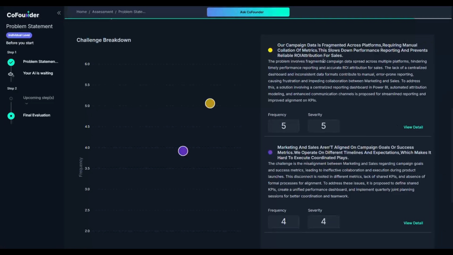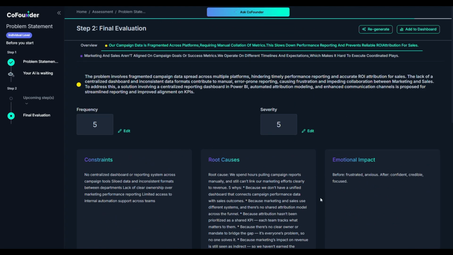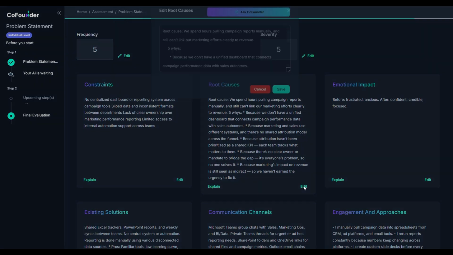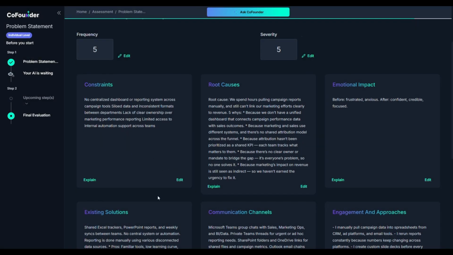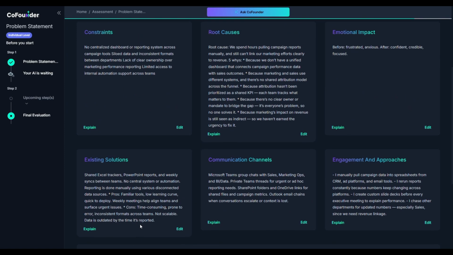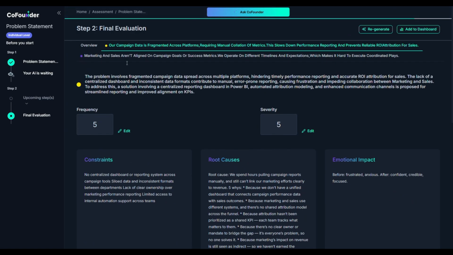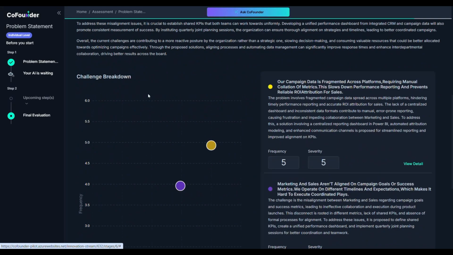Beneath that, we see a deep dive into each challenge. Need to revisit any challenge? Just click View Detail. You'll see the full story, from trigger to root cause, constraints, behaviors, channels, and solution pathways. It's all captured in Alex's words and ready for team discussion or refinement. CoFounder turns every pain point into a structured insight, the kind that sparks innovation and aligns teams.